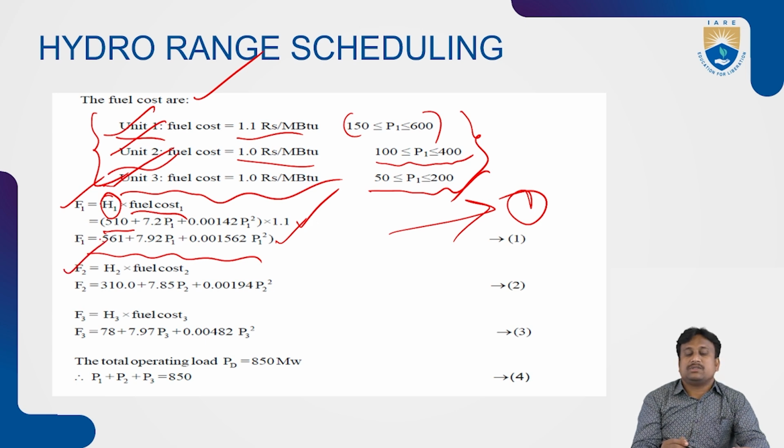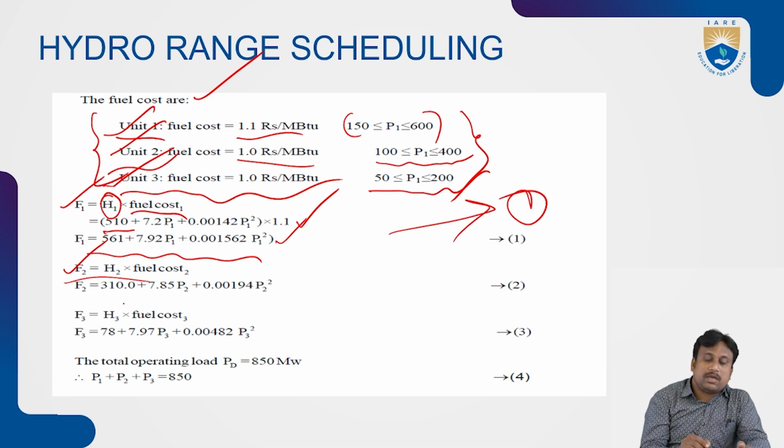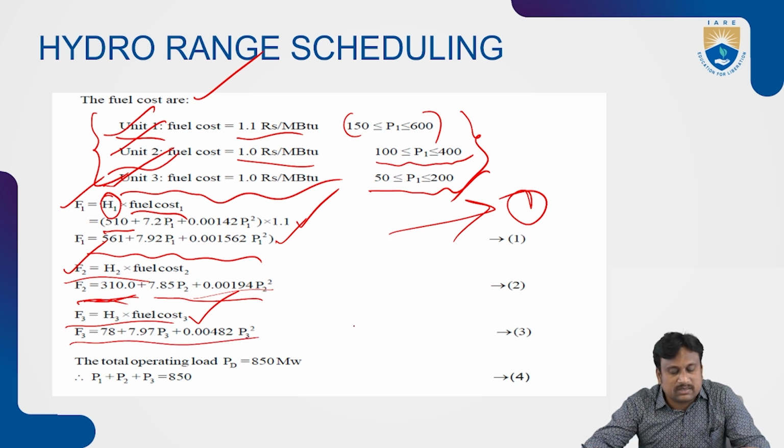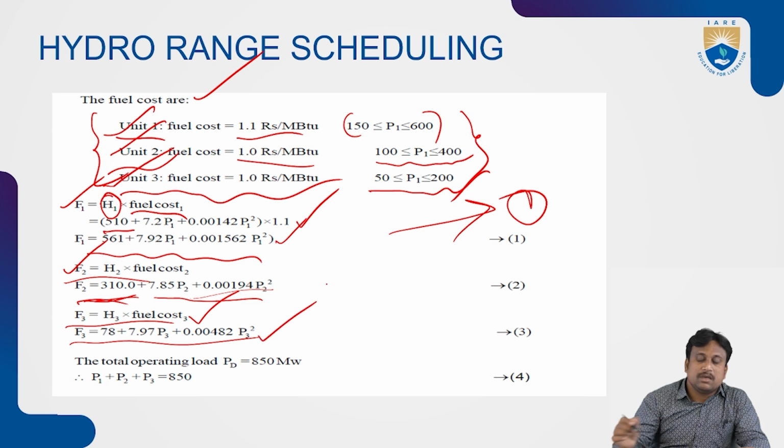Similarly, the fuel cost for the second unit may be written as F2, that is H2 into fuel cost 2. So the H2 value is 310 plus 7.85 P2 plus 0.00194 P2 square. Similarly, F3 is H3 into fuel cost 3, that is F3 equals 78 plus 7.97 P3 plus 0.00482 P3 square. This is the fuel cost 3.